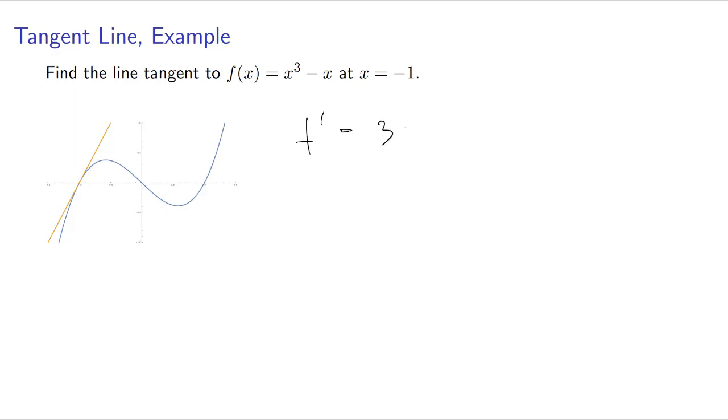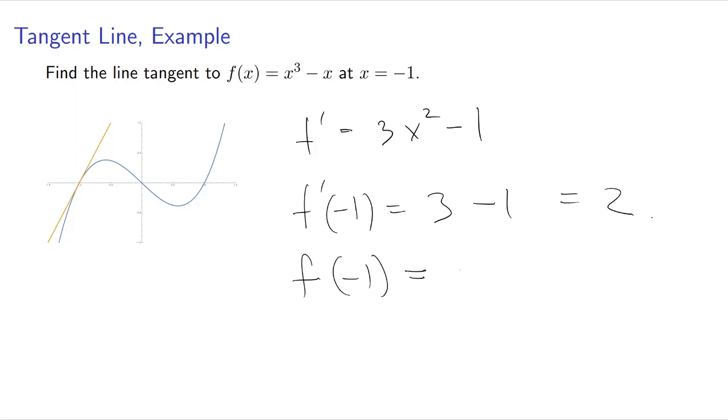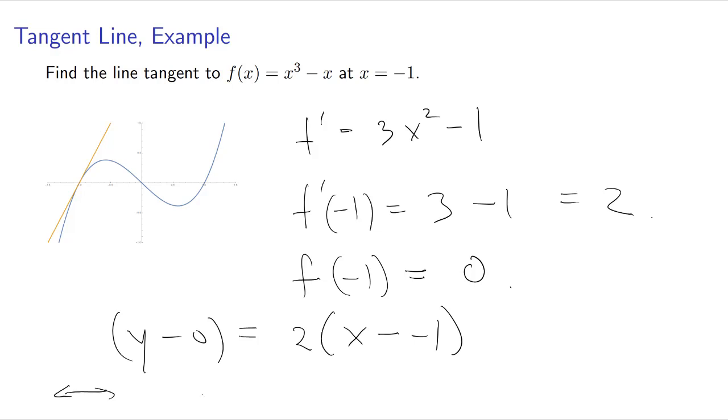So let's do that now. f prime is 3x squared minus 1. f prime at negative 1 is 3 minus 1, which is 2. f of negative 1 is clearly 0, so we have y minus 0 equals m, which is 2, times x minus negative 1. If we want, we can rewrite this, which is equivalent to y equals 2x plus 2. That's the solution to this problem.